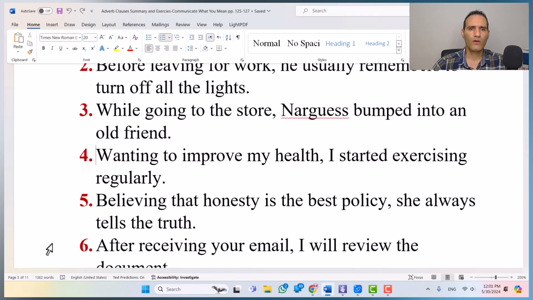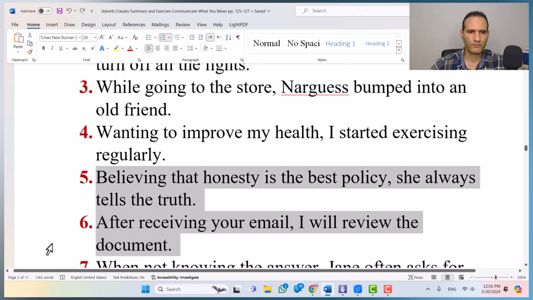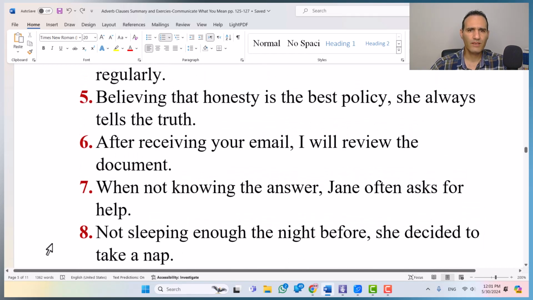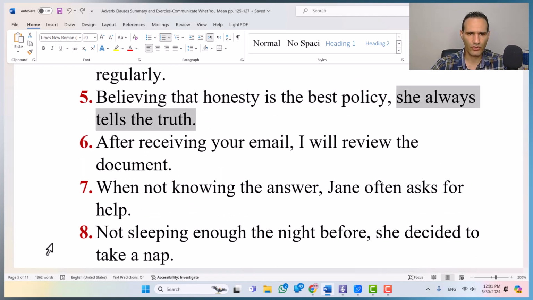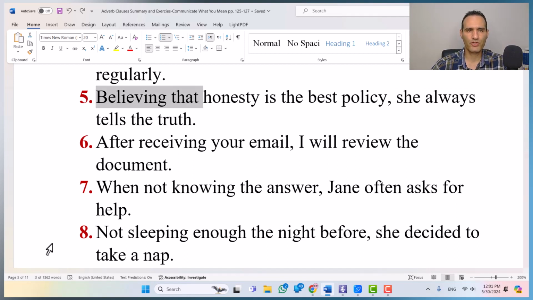Number 4, wanting to improve my health, I started exercising regularly. So originally it was, for example, because I wanted to improve my health, I started to. Reduced. Number 5, believing that honesty is the best policy, she always tells the truth. So originally it is because she believes that. Because she believes, omit the subject, omit because, and add ing to the verb.